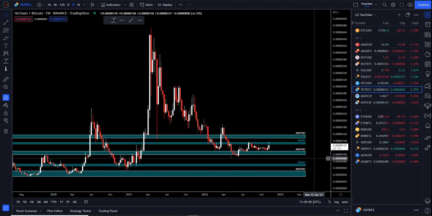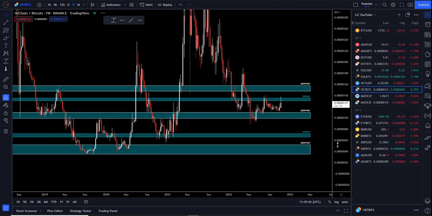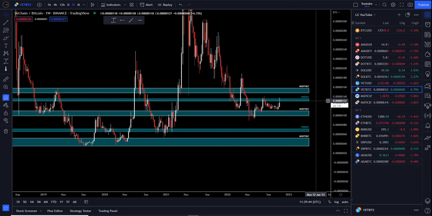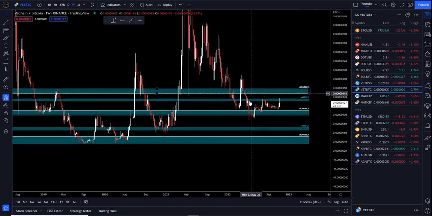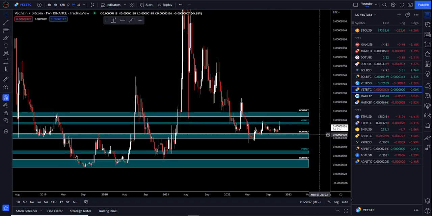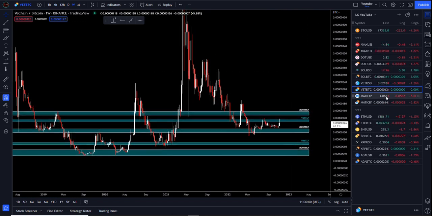VeChain BTC, again, we talked about taking profits on this 2 weeks ago. Right in this zone here between 130 sats and 136 sats. So if you did, happy days. You can see it potentially rejecting there, and possibly double top, maybe falling lower. We'll have to see, depending on the dominance of BTC against alts.